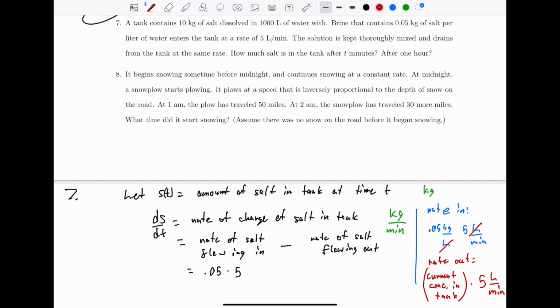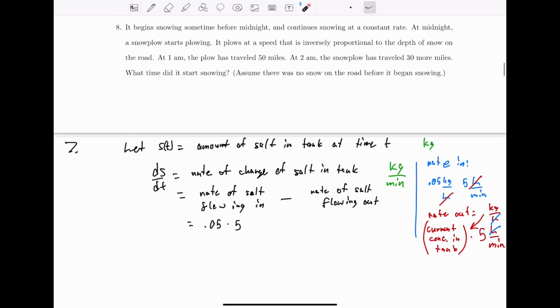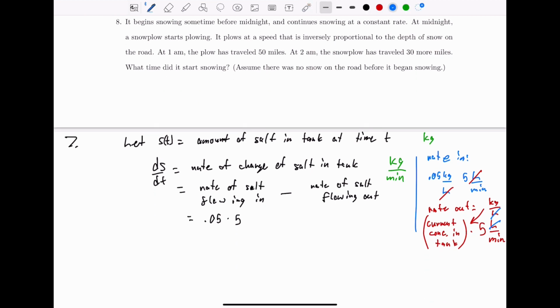Now the units for the current concentration in the tank will be kilograms per liter. So our units are going to work out again here. We multiply kilograms per liter times liters per minute, and we're going to get kilograms per minute. Now, what is the current concentration in the tank? Well, that's just the current amount of salt divided by the volume of the tank. So we can express the current concentration in the tank as S divided by 1,000. So the current concentration here is the current mass of salt divided by the volume of the tank. And then we multiply by the 5 liters per minute.